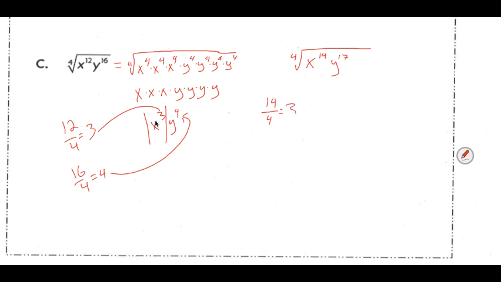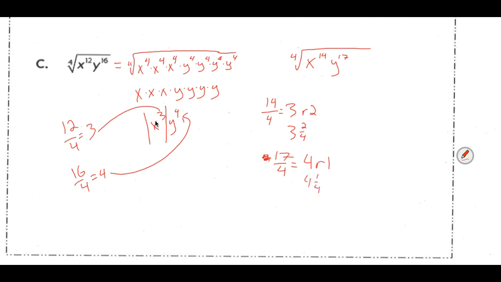So this would be 3 with a remainder of 2, or 3 and 2/4. I'm actually leaving it as 2/4 and not 1/2 because that numerator tells me how many x's or how many y's I have left over. Okay, same thing with the 17 over 4, that's going to be a 4 with a remainder of 1, or it's going to be 4 and 1/4.